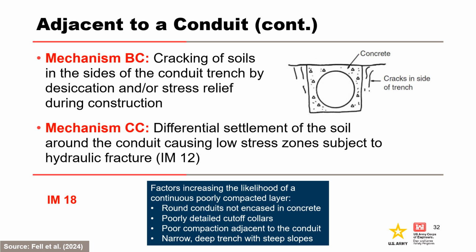IM18 is more likely for round conduits, not concrete encased, poorly detailed cutoff collars, no formal compaction or poor compaction practices adjacent to the conduit, and inappropriate conduit trench details like a narrow, deep trench with steep slopes.